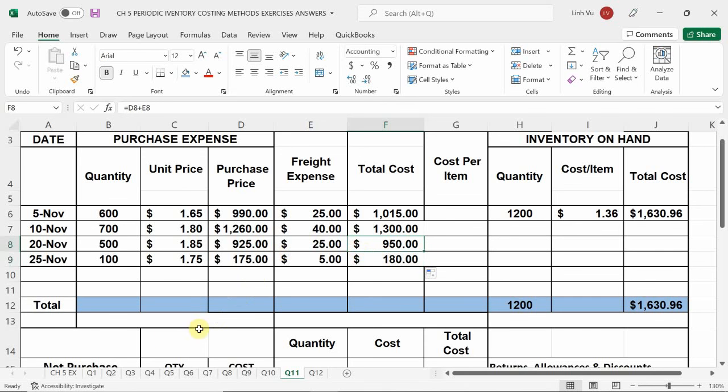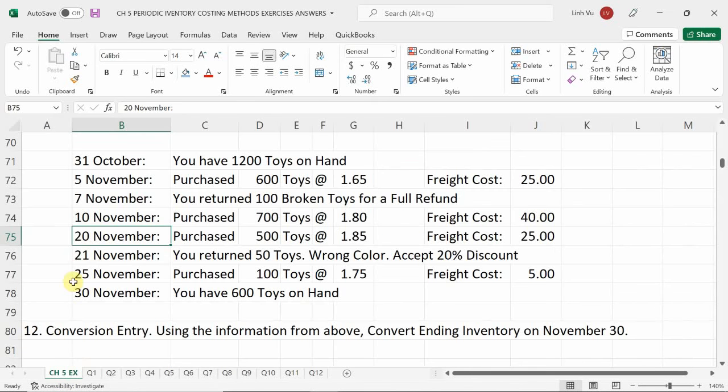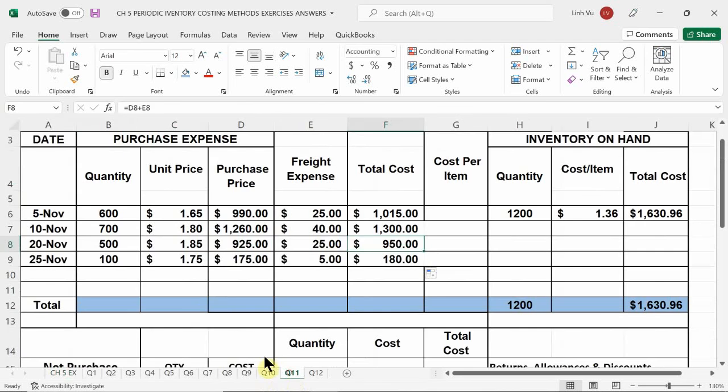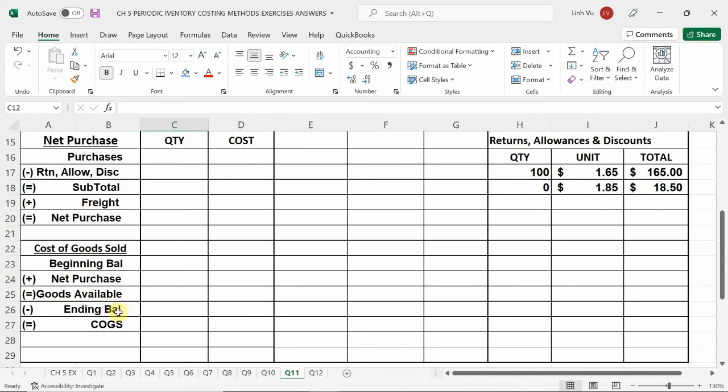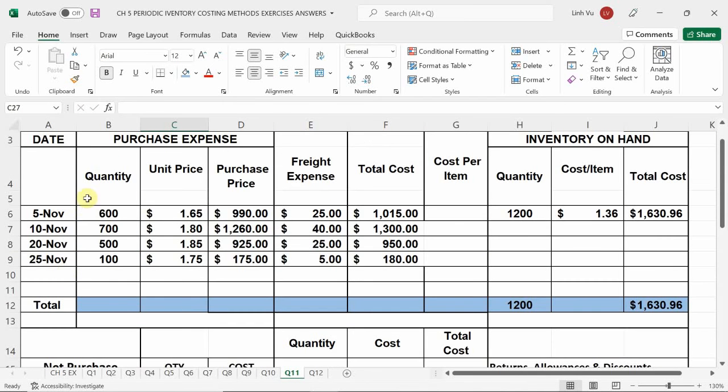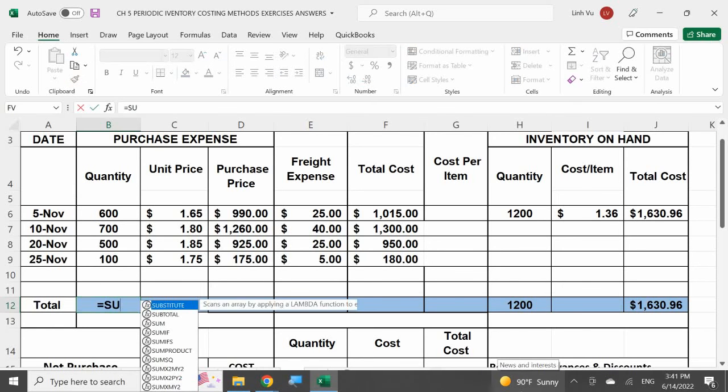Okay. So of course, we finally reached the end of the month. It says right here on November 30th, you have a total of 600 toys left on hand. So that means 600 is my ending balance in my quantity. So now I need to solve for my total purchases.